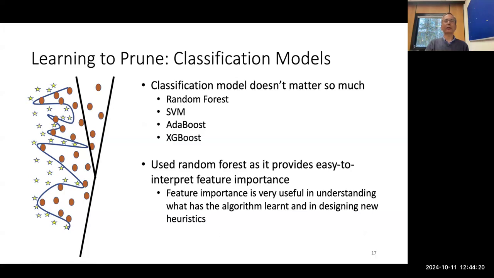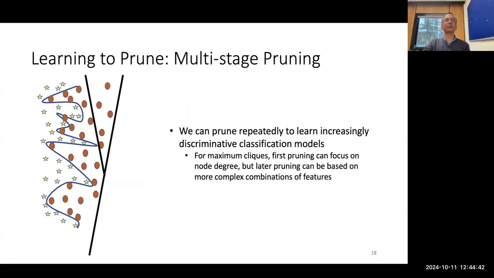So our goal was to design new heuristics, because I come from an algorithm engineering background. And having this feature importance is actually very useful in understanding what the algorithm has learned, and we can use that to come up with new heuristics. I will give an example towards the end of this talk. Now, we don't need to stop at a single stage of pruning. We can prune repeatedly to learn increasingly discriminative classification models.